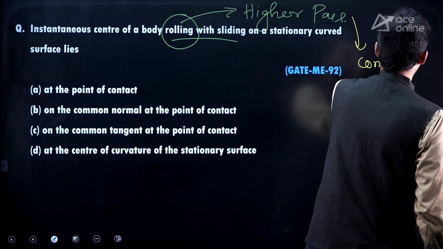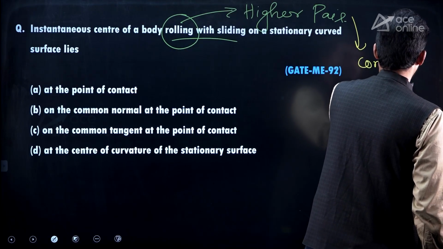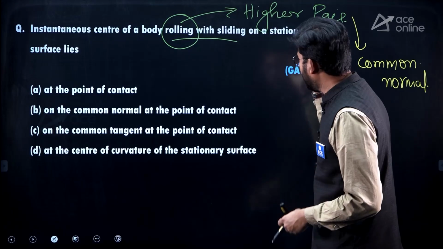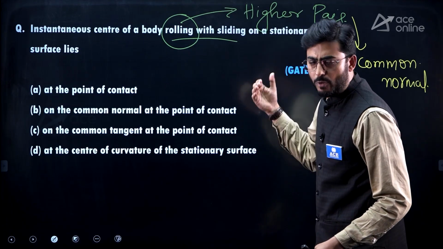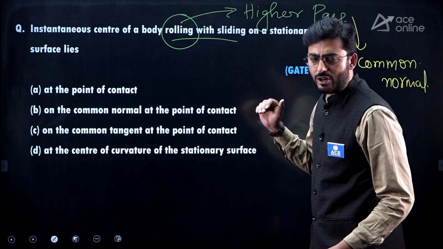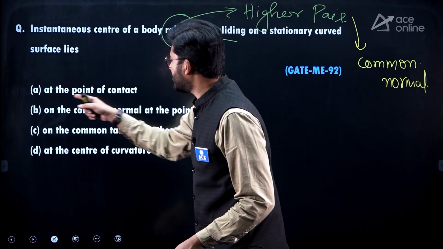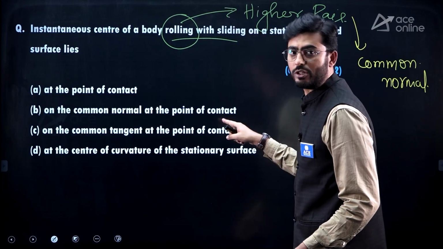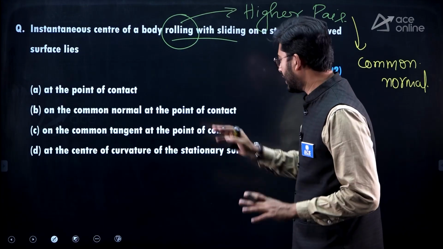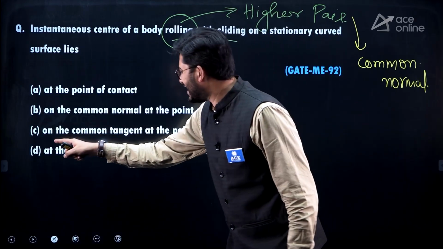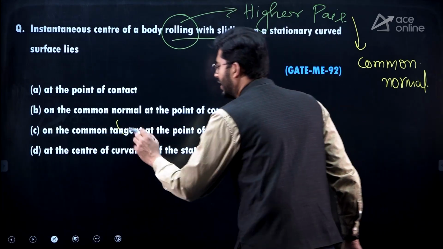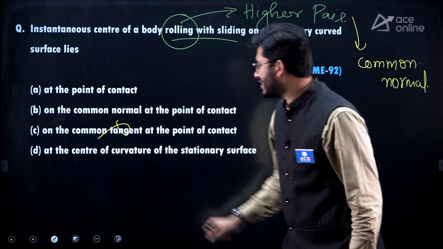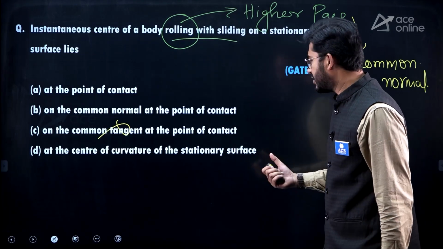Along with that, they have given the word sliding. If it is sliding, it will be on the common normal, but not necessarily at the point of contact; it could be above the point of contact or below it. Option A says the point of contact, option B says on the common normal, which is half correct and half may not be correct. Option C says on the common tangent, which is totally discarded because the I center will lie on the common normal. And option D says at the center of curvature of the stationary surface.